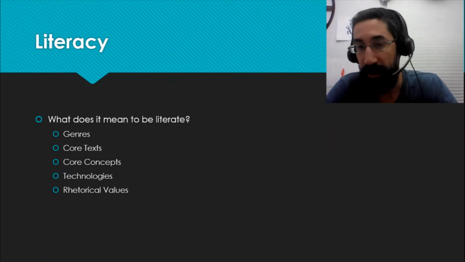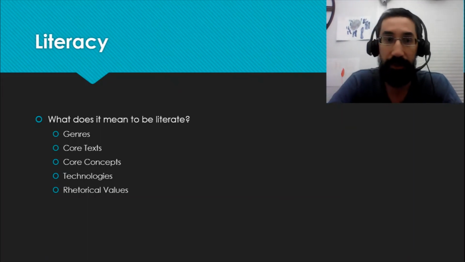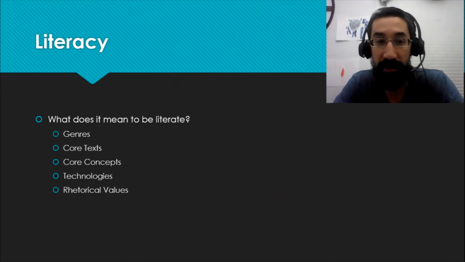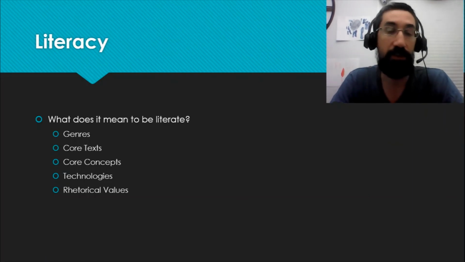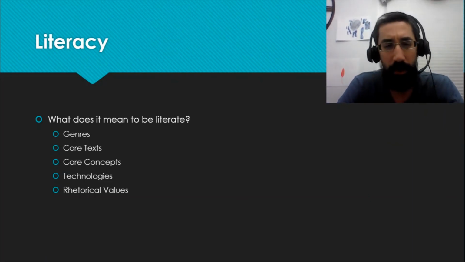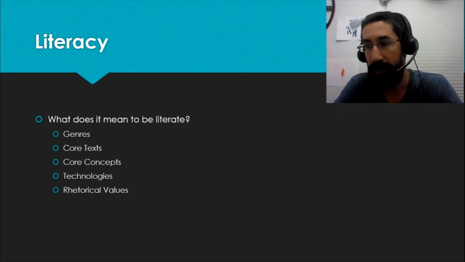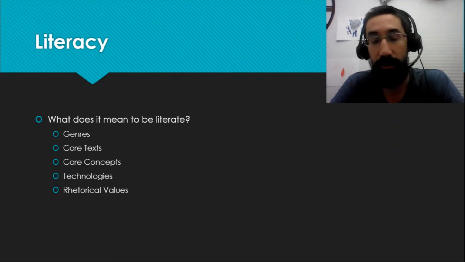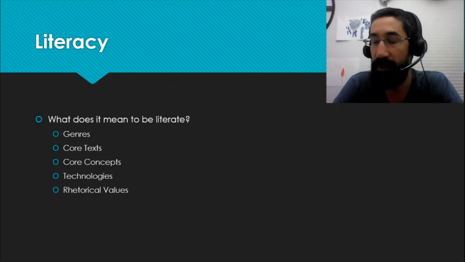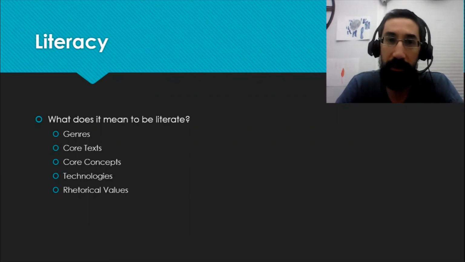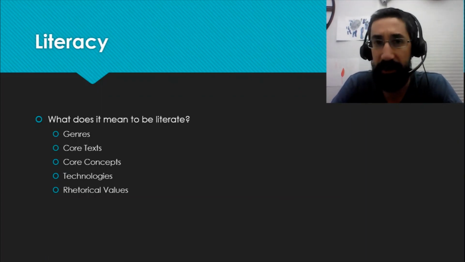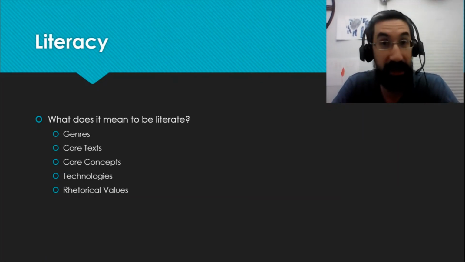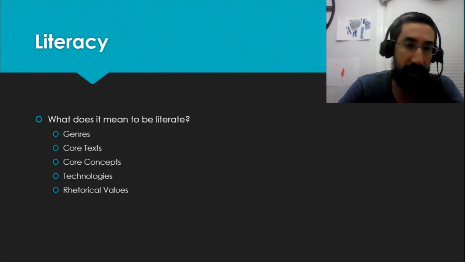Core concepts, right? You can go back to the idea of threshold concepts. Are there threshold concepts that students need to pick up? What technologies are associated with being literate in this particular area? What are the rhetorical values? What is valued in the writing itself? What kinds of tone do you have to take? What makes for a good argument? What kinds of strategies do writers in this particular area need to be able to execute in order to demonstrate their literacy?